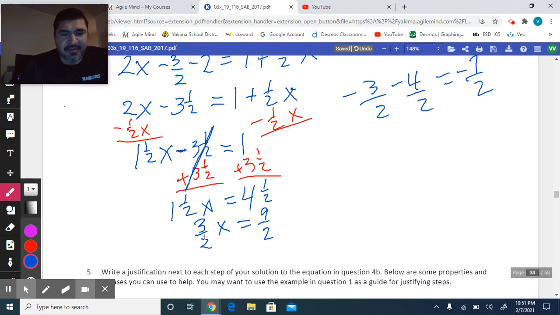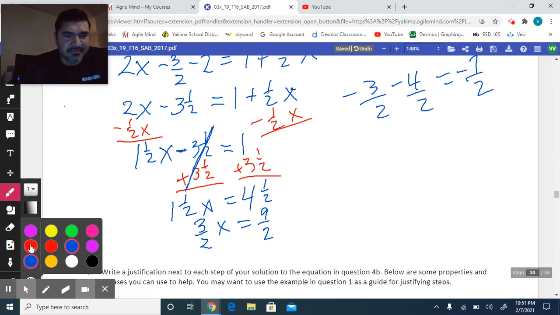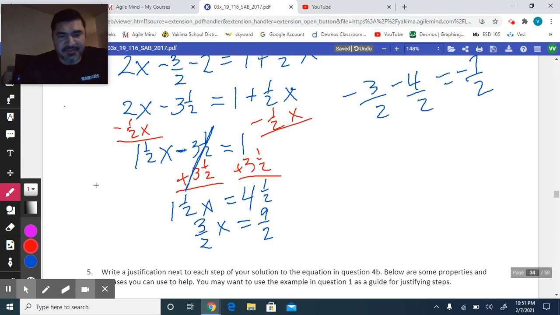Okay, so I'm going to get rid of this divide by 2. How do I get rid of divide by 2? I need to multiply by 2. So I'm going to write multiply by 2. I'm going to do the same thing over here. So the 2's are going to go away right there, and I have 3x equals 9.